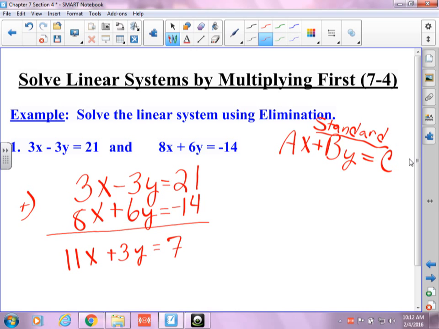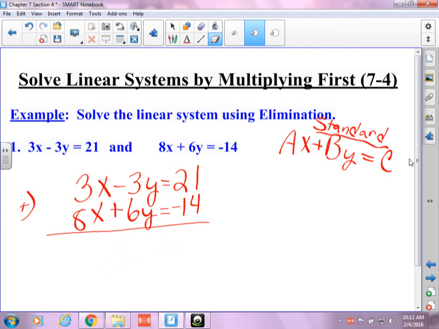Did I eliminate a variable? No, I did not. So if I didn't eliminate it, what did I tell you to do before? You needed to subtract. Okay? So adding didn't work, so now I'm going to subtract.